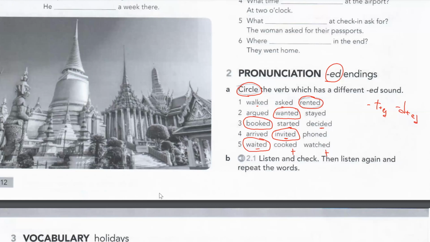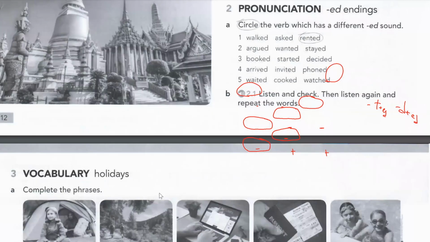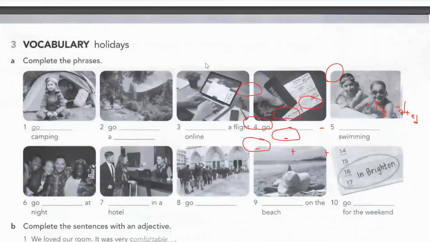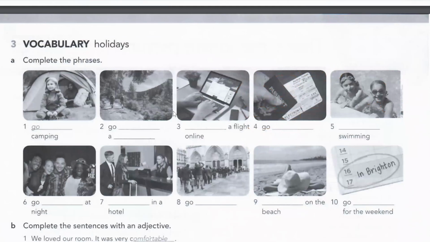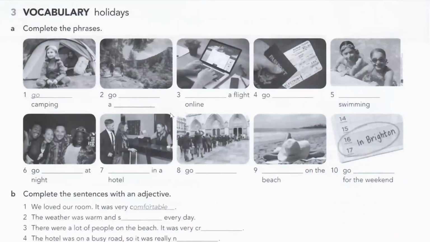Okay, so now we're going to move on to the next page, page 13, and that is vocabulary. We're done with the grammar. Now we're going to work on vocabulary, guys. Complete the phrases. Here, go camping, as you can see in the picture. Number 2 is go for a walk. Go for a walk, right?